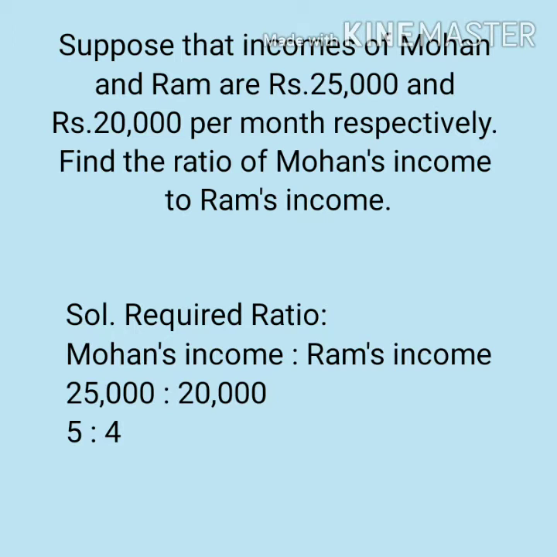Whenever we are calculating the ratio of any two quantities, the first one is supposed to be considered as the numerator and the later one as the denominator. So, Mohan's income will be our numerator and Ram's income will be our denominator. So, required ratio is Mohan's income upon Ram's income. Mohan's income is given to us equals to 25,000 and Ram's income as 20,000.